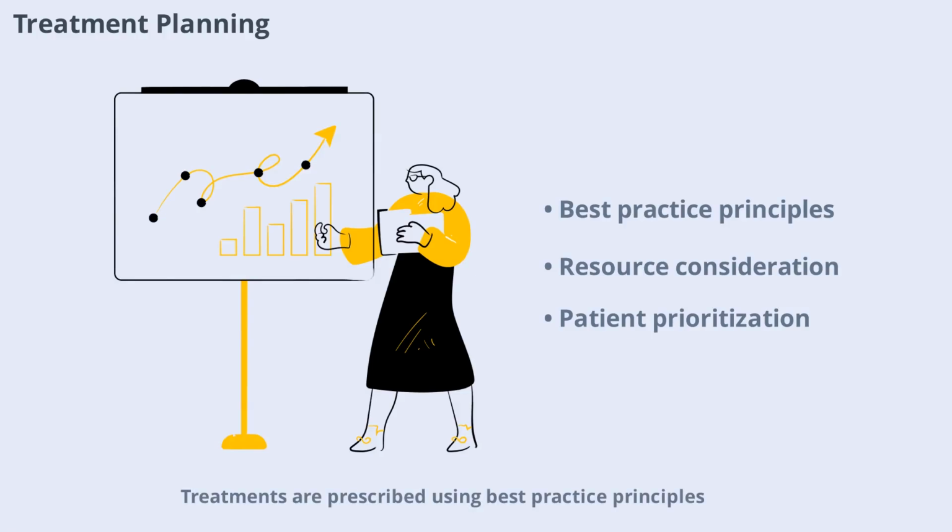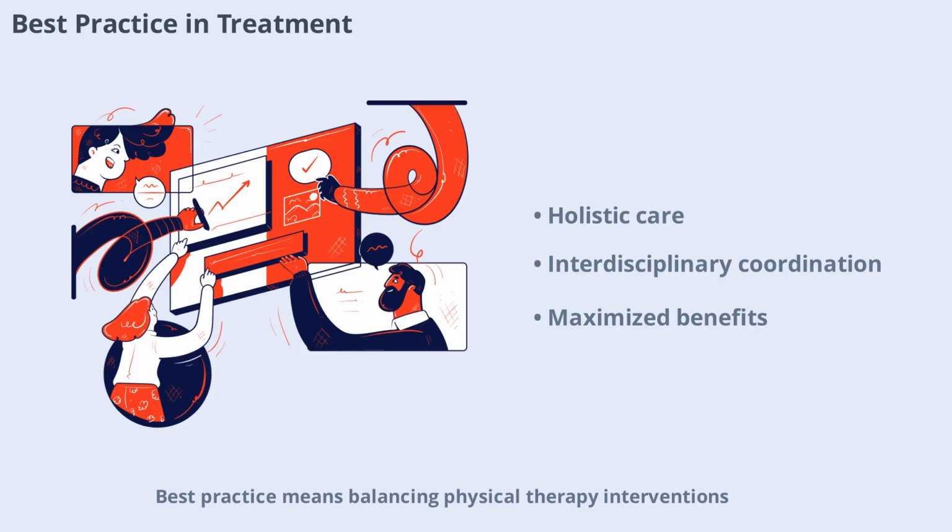Treatments are prescribed using best practice principles, which means using the most effective techniques available, considering resources like time and equipment. Prioritization is key. Patients with the greatest need receive the most urgent interventions. Best practice means balancing physical therapy interventions with other treatments and the patient's daily activities. Therapists must coordinate with other healthcare providers to ensure that interventions are safe, effective, and integrated into the patient's overall care plan. This holistic approach maximizes the benefits of therapy and supports optimal recovery.